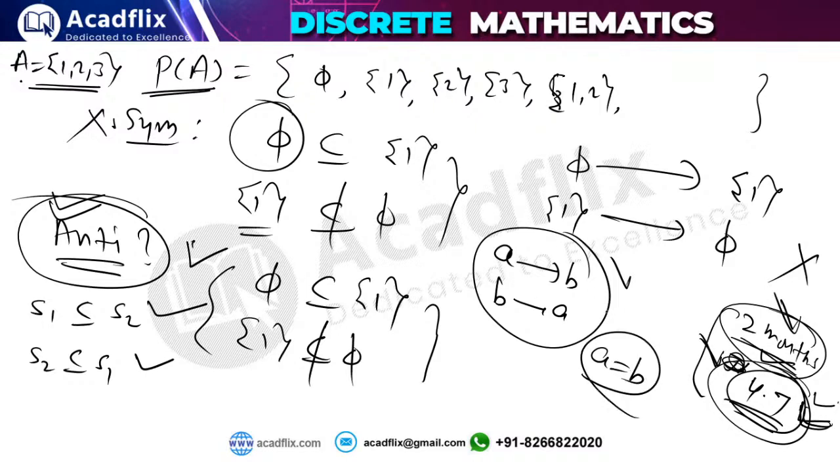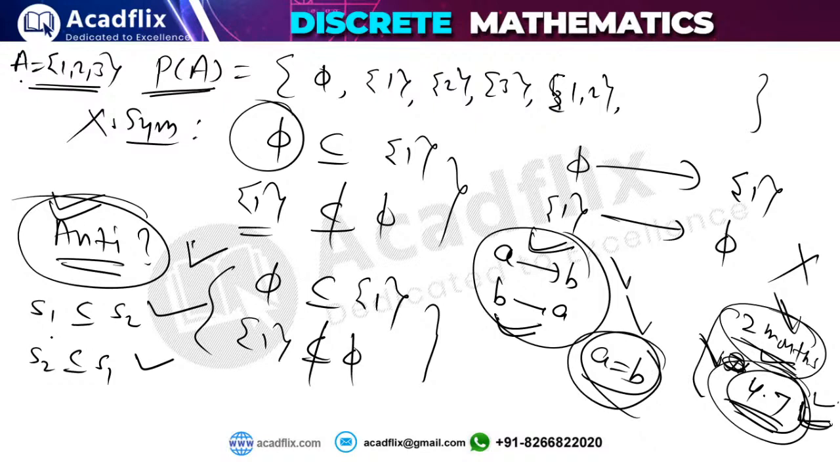I told you this yesterday in anti-symmetric property. If this and this happens, means if there is symmetry between two elements, then they should be same element. Basically they should not be different elements, because in anti-symmetric property between different elements there should be no symmetry, means if there is symmetry then both elements should be same.